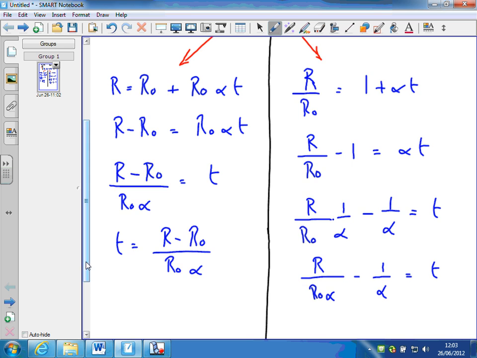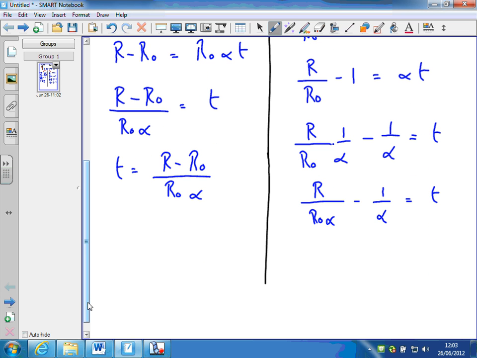So that's the solution. Are they the same? Well, if you look at the left-hand side and the right-hand side, the denominator on the left-hand side is R0 alpha. On the right-hand side, the first term has that denominator, but the second term is only alpha. So what can we do to get that denominator the same as this one? We can multiply top and bottom by R0. So R over R0 alpha minus R0 over R0 alpha equals t.